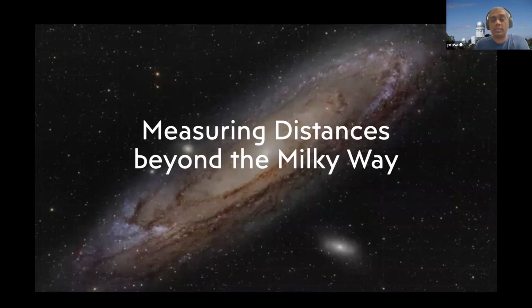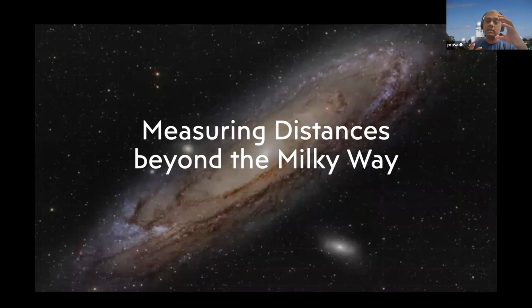How do you measure the distances beyond the Milky Way, right? Now we can use parallax methods up to a certain point, but anything beyond the Milky Way, we cannot use that, and we know the reason, and we need to find a different method, right? And that's exactly what we are going to do.